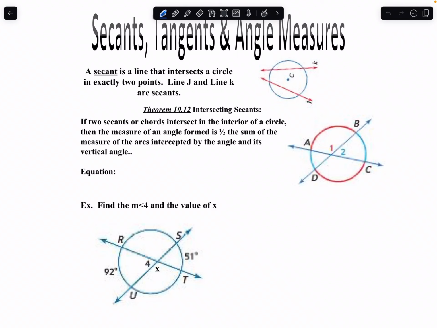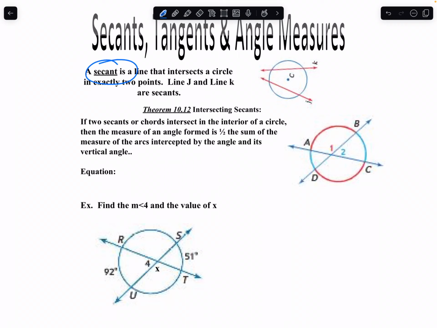Hi, welcome back. In today's video, we're going to talk about secants, tangents, and angle measures. Now, we've spoken about tangents in our last video, so if you haven't watched that video, go ahead and make sure you watch that one first. A tangent, as a way to review, is when a line intersects a circle at exactly one point.